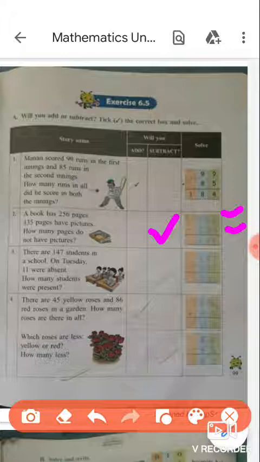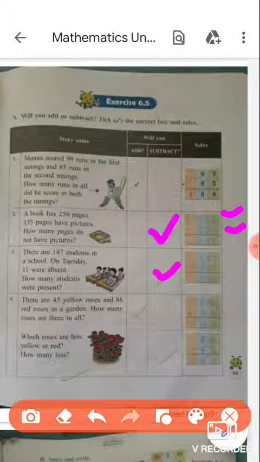Now next is, there are 147 students in a school on Tuesday. 11 were absent. How many students were present? So students, to find this out, you have to do subtraction. So here you will subtract 11 from 147 to get the answer.